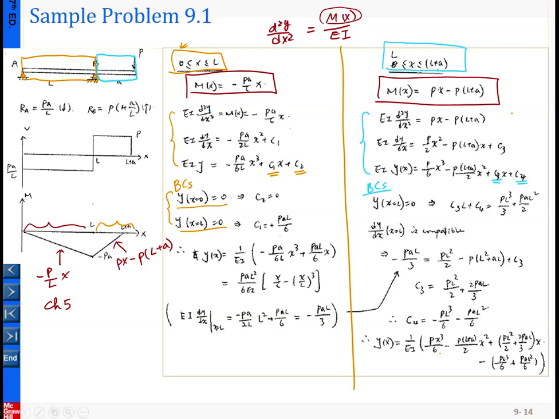Okay, so keep this in mind. These boundary conditions must be chosen from this domain. If you choose boundary conditions outside this domain, then you are totally wrong. You have totally made a mistake. Okay, keep this in mind.